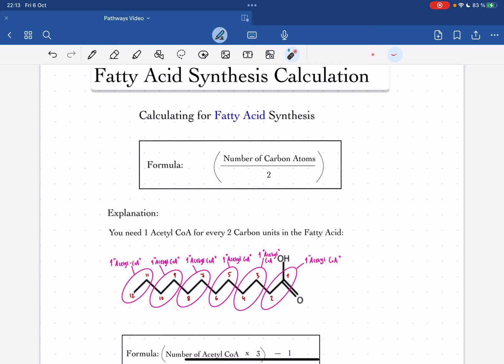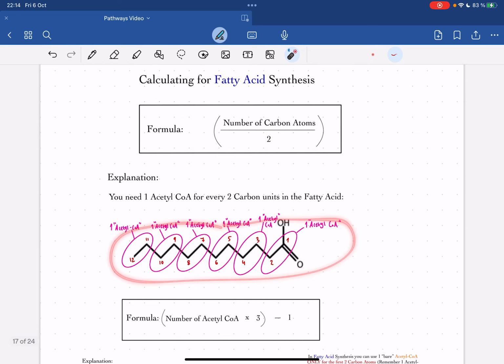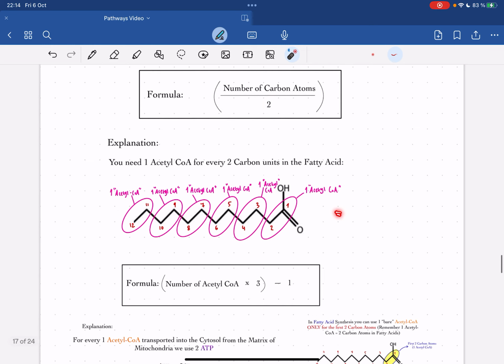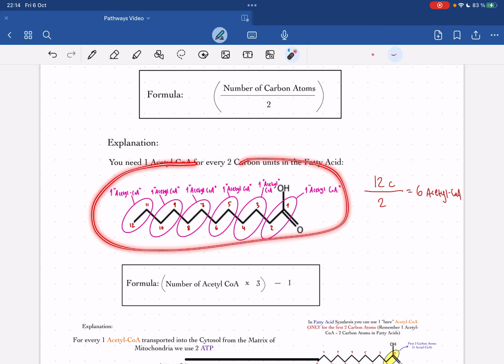amount of acetyl-CoA that we have in our fatty acid molecule. That is, of course, taking the number of carbon atoms and dividing by 2, which is what we do right here. And we get what exactly? We get 6, because 12 carbon atoms divided by 2 equals 6. So we can just write it right here. 12 carbon divided by 2 equals 6 acetyl-CoA molecules that we need in order to make this fatty acid right here.